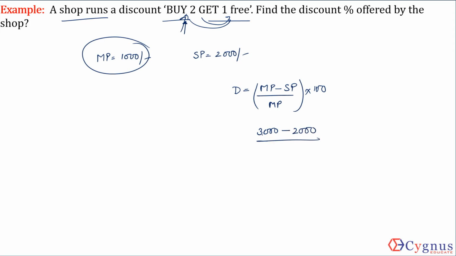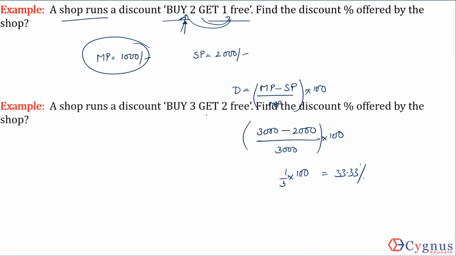So I can say that the mark price of the article which you got was 3,000, but you gave only 2,000. So what's the discount percent here? What do we write here? 1,000 by 3,000, that is 1 by 3. So 1 by 3 into 100 gives you how much? 33.33%. Yes or no? I hope this is clear.